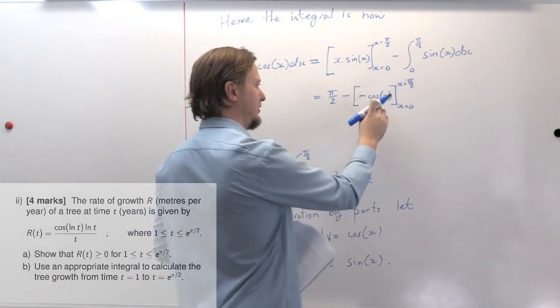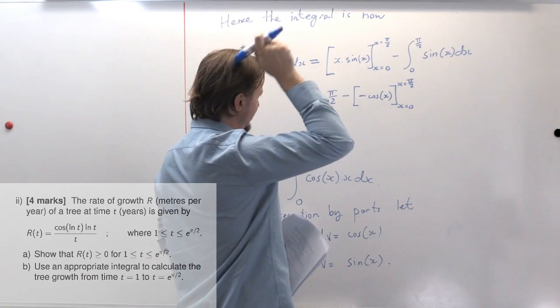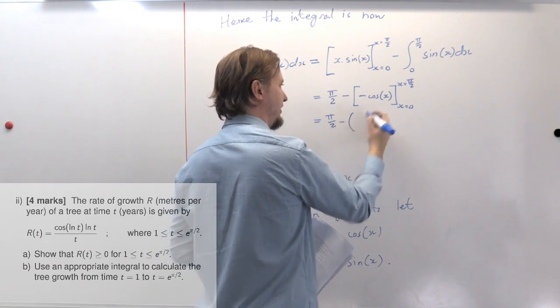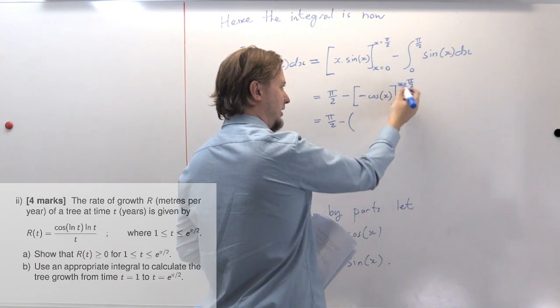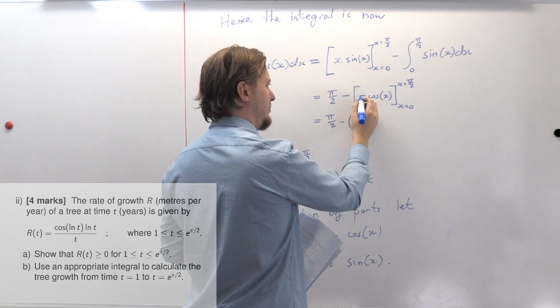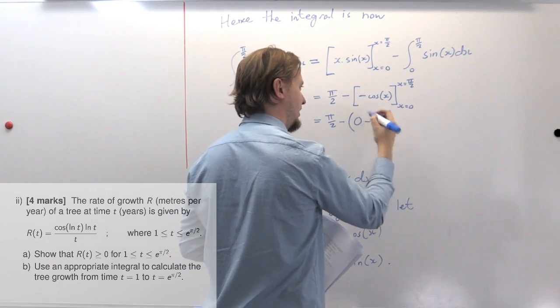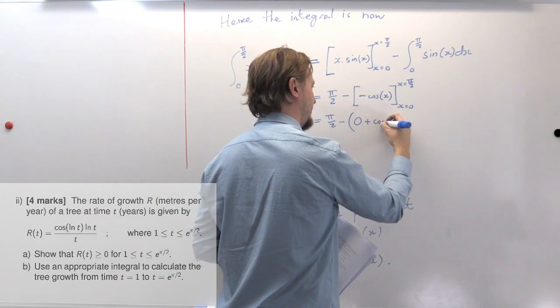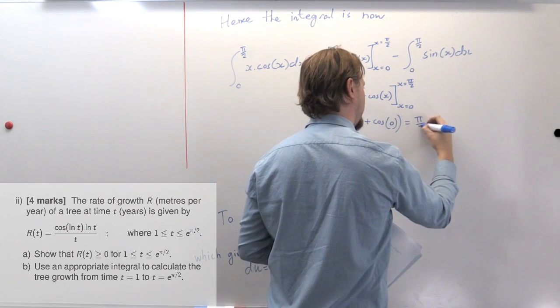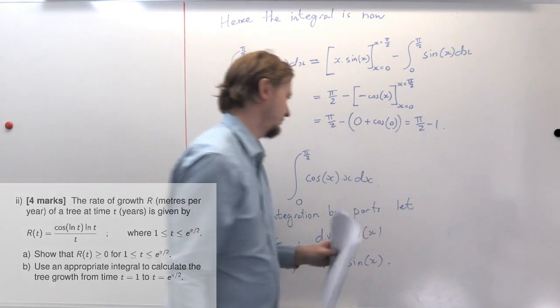And I can plug that in. That's pi on 2 minus, well, the upper limit gives me a cos of pi on 2, which is 0, so it gives me a 0, minus, well, it's going to become minus minus, so plus the cosine of 0. So this is just pi on 2 minus 1.